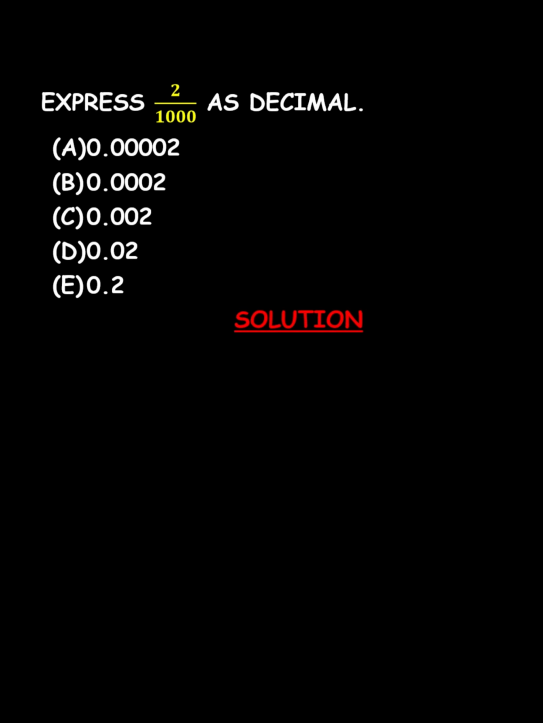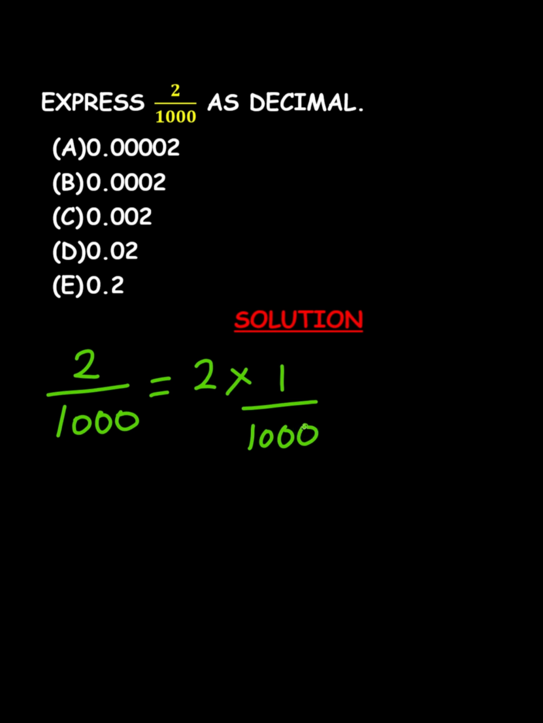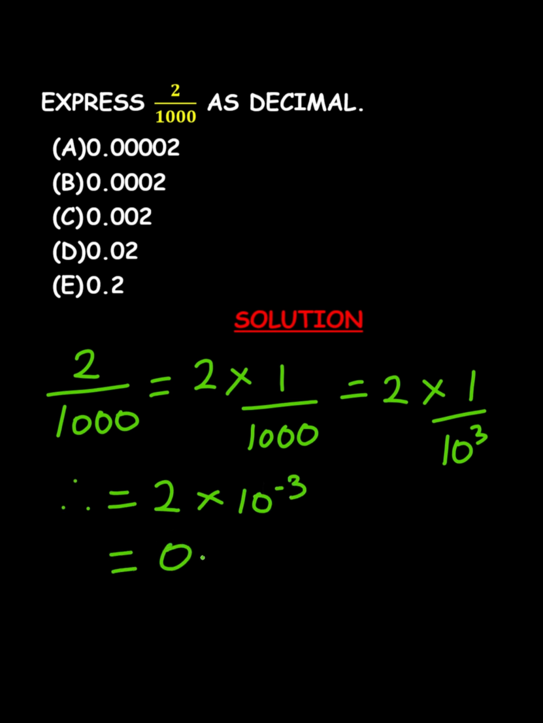Solution. To express 2/1000 as a decimal, 2/1000 is equal to 2 times 1/1000. In index form, it is equal to 2 times 1/10 cubed, which is equal to 2 times 10 to the power of minus 3. Equals 0.002. The correct answer is C.